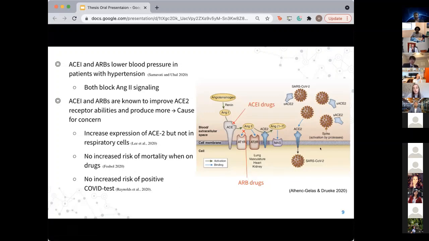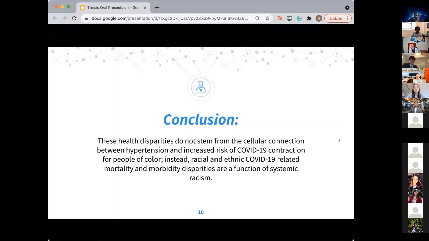So in conclusion, these racial health disparities do not stem from a cellular connection between hypertension and increased risk of COVID-19 contraction. Instead, my research found that these morbidity and mortality disparities are a result of systemic racism. And it's important to note that there could be many other factors playing a role in this. There always needs to be more research done on this subject, but hopefully this starts to bridge the gap between the 2 fields of science.